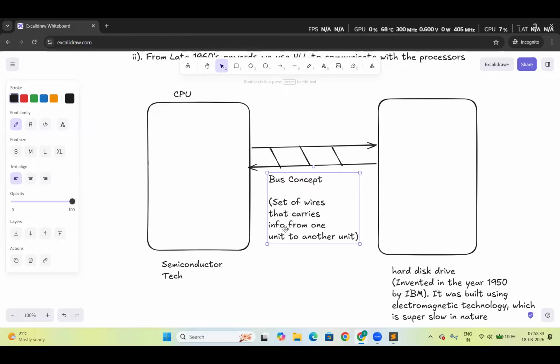Now, what is happening here? As I've told you, it is super slow in nature. If I have a set of instructions and I want to pass them to the CPU, it is very slow. It might take 10 or 15 minutes to reach the CPU. That means data in the bus will not be transferred that easily from hard disk to CPU directly. The data will be processed in the form of small chunks. That is the reason it was very slow.